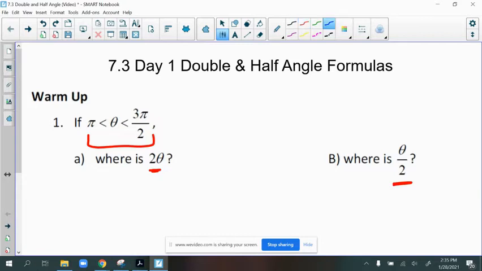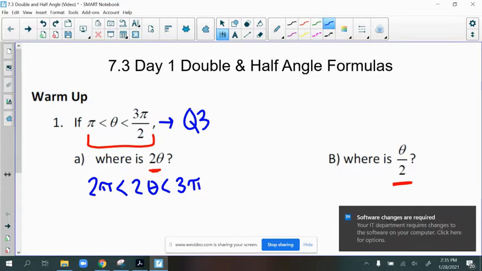If you wanted to find the double angle or half angle and you knew where the angle was, it's actually pretty simple what you would need to do. For the double angle, all I would need to do is double everything. If I had an angle between pi and 3 pi over 2, this is quadrant 3. If I double that, 2 theta would be between 2 pi and 3 pi. Now my angle is between 2 pi and 3 pi, which is quadrant 1 and quadrant 2.